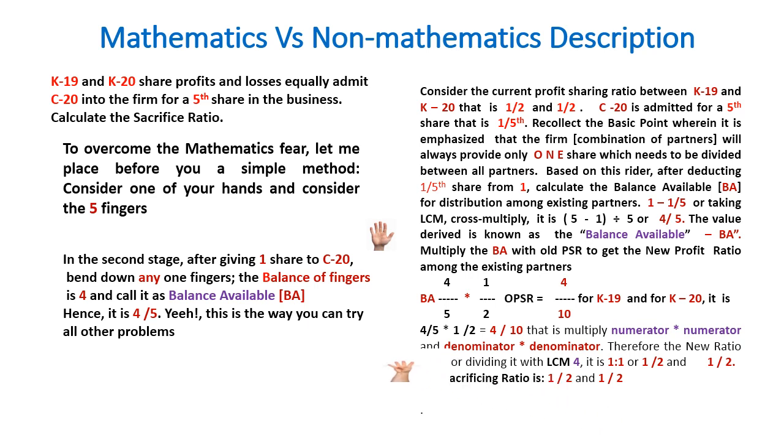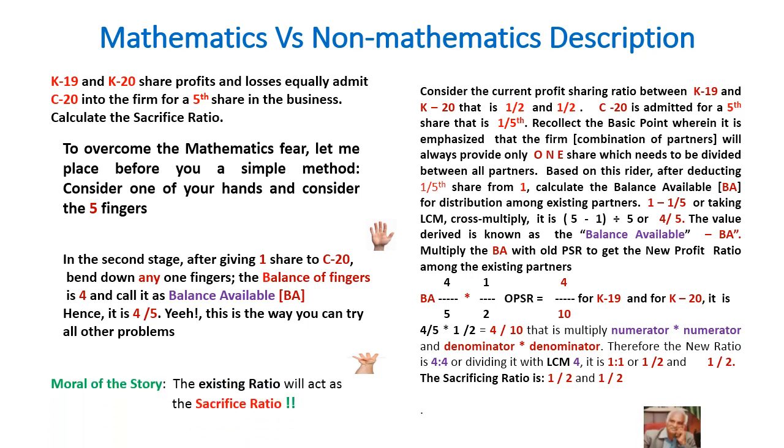This is known as the balance available. Hence, it is 4 by 5. Wow! This is the way you can try all other problems. Look at my hand. What is the moral of the story? The existing ratio will act as the sacrificing ratio. This is the way I overcome my mathematical phobia.